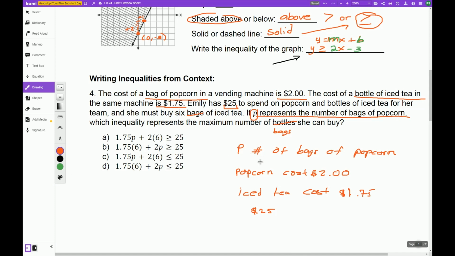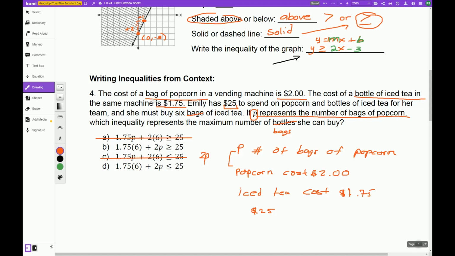So if you look at the inequalities, we know that popcorn is P. So if they're buying one popcorn, they're paying $2. If they're buying 2 popcorns, they're paying $4. So we could represent the cost of popcorn as 2p. And if I look at the inequalities, this one has 1.75p, and this one also has 1.75p. But the other two both have 2p. So we just eliminated 2 of our options already.